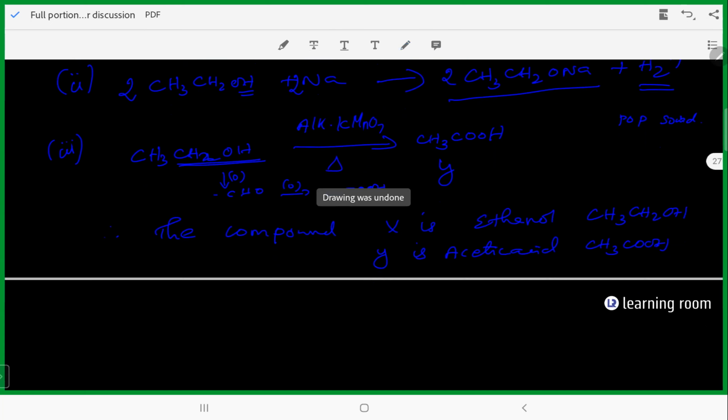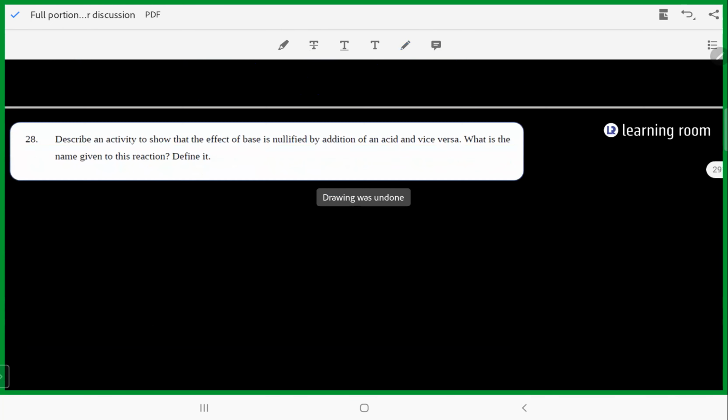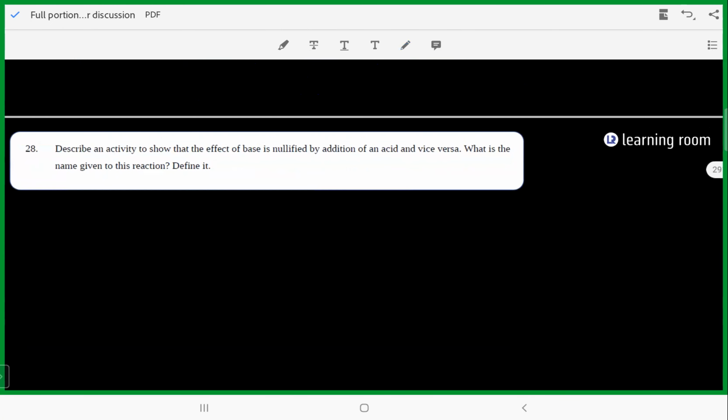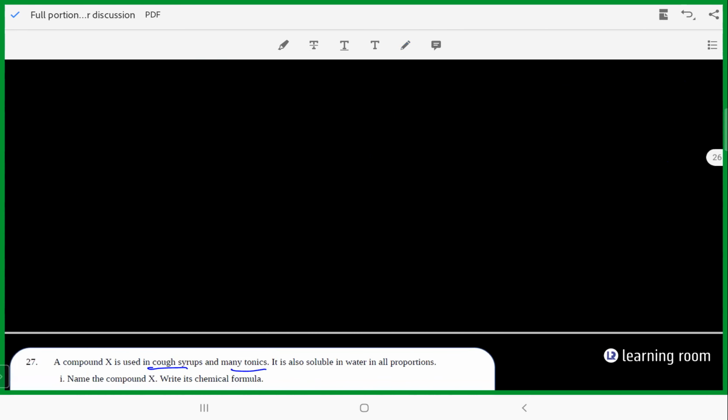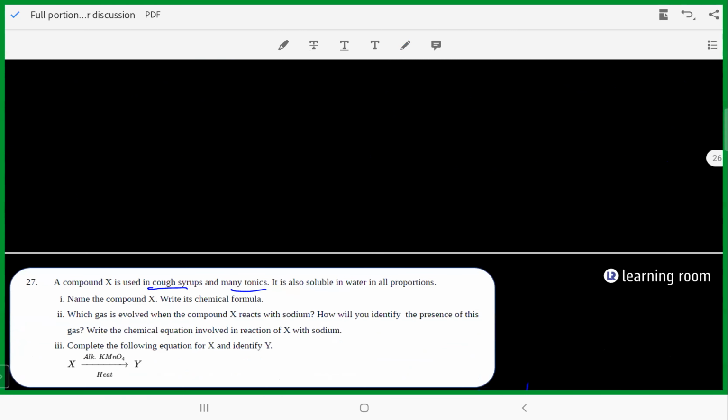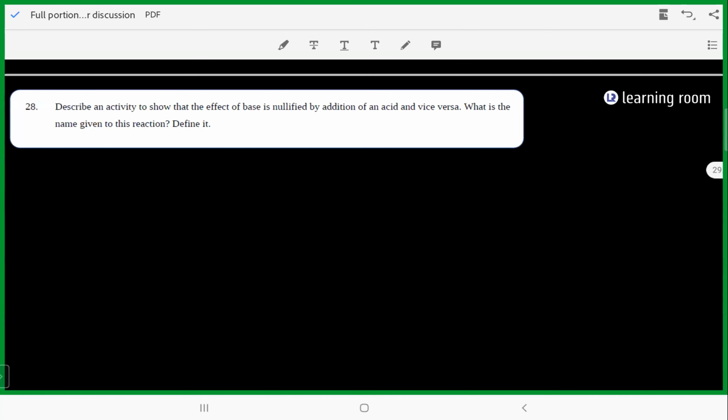Next question. What is the next question? Describe an activity to show that the effect of a base is nullified by the addition of an acid and vice versa. What is the name given to the reaction? Define it. Can anyone answer this?